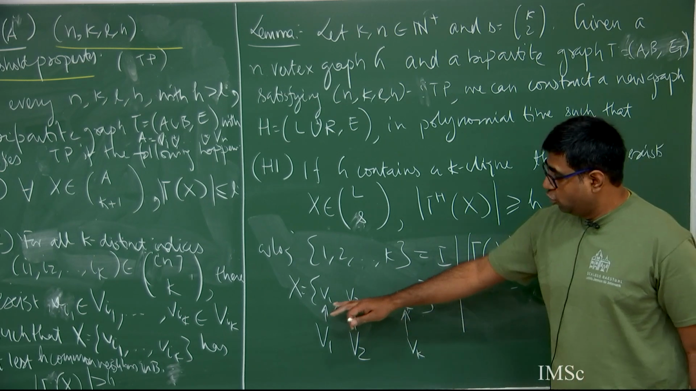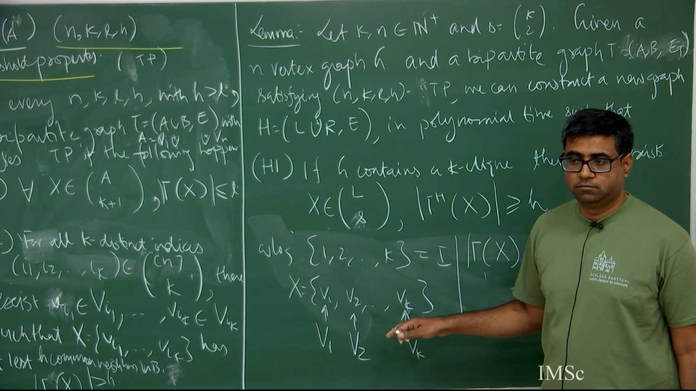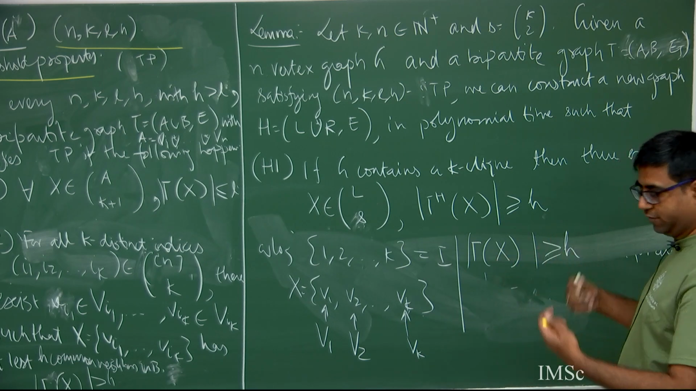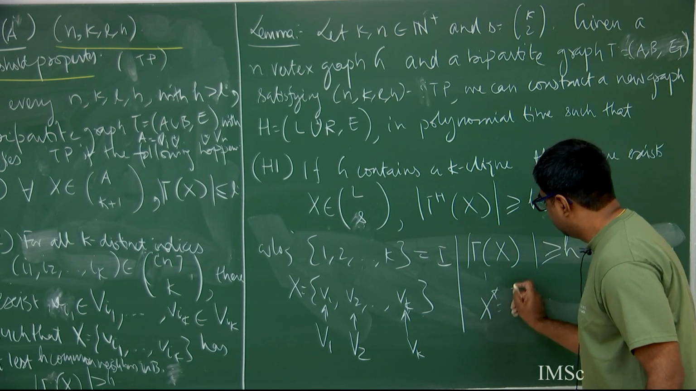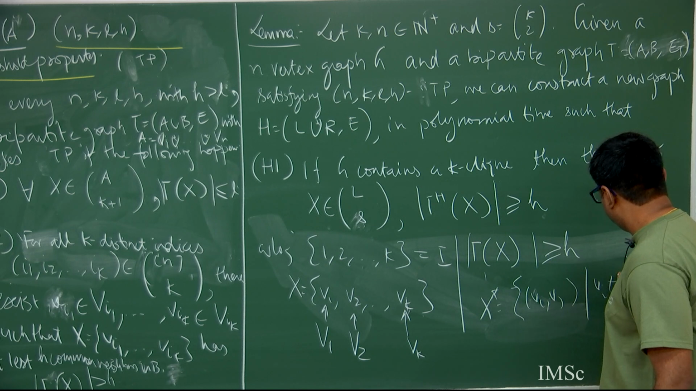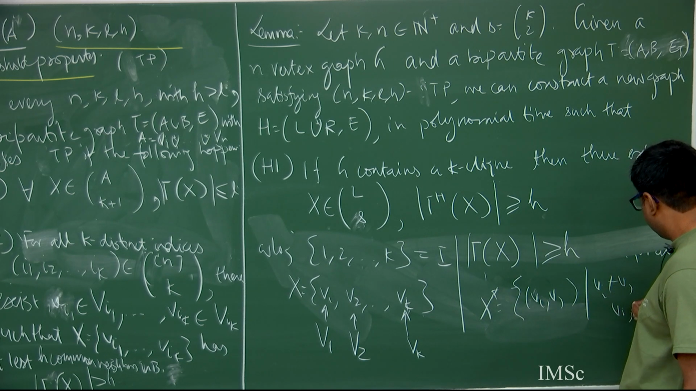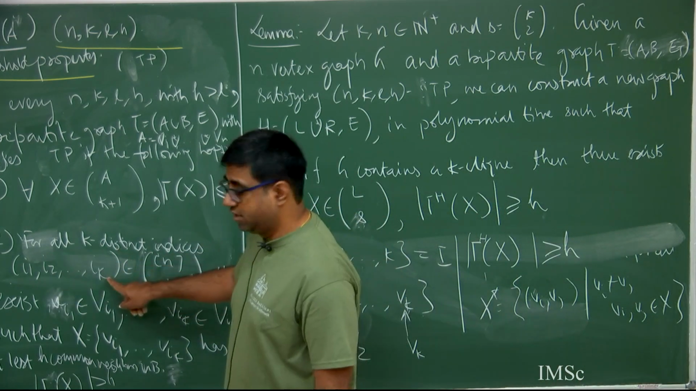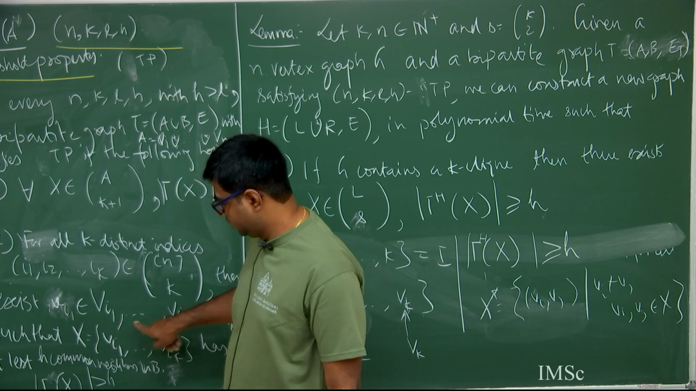Now look at all tuples of V1 to Vk in L. So now I am going to define x star as nothing but Vi, Vj, Vi not equal to Vj, and Vi comma Vj in x. Wait, just a minute. How is the common neighborhood of this V1, V2, Vk, gamma of x, of size H? No, that is fine. Why is that H? Because it satisfies: for all k distinct edges, there exists one vertex in this. Oh, okay, because of this T2. Okay, fine.